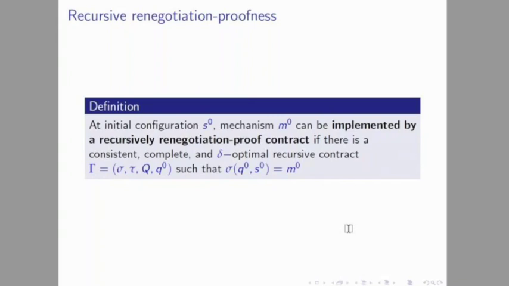Now, given a recursive contract that satisfies consistency, completeness, and delta optimality, we can also define a mechanism that can be implemented by such recursively renegotiation-proof contracts. And these are precisely the objects of the study. So this is basically the formulation of the structure that we are interested in.